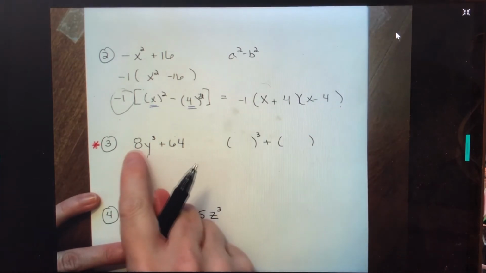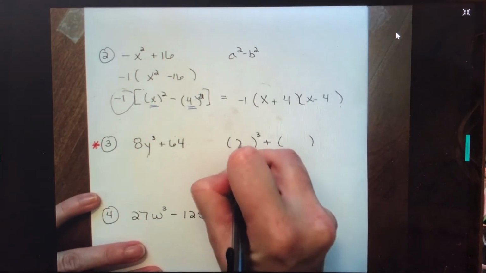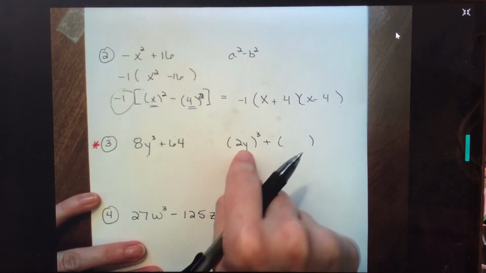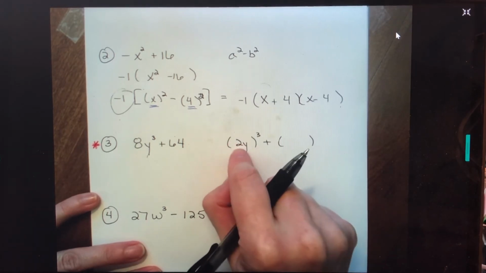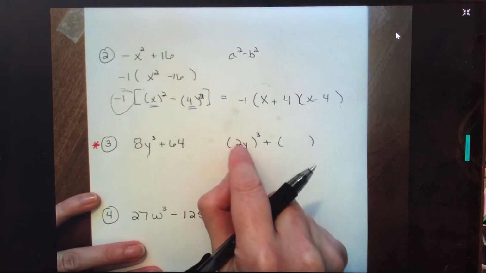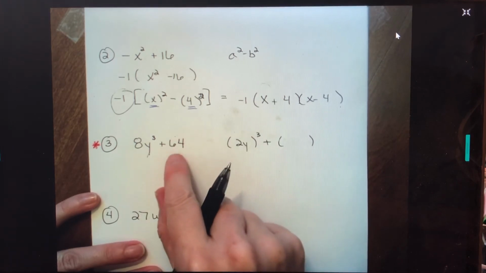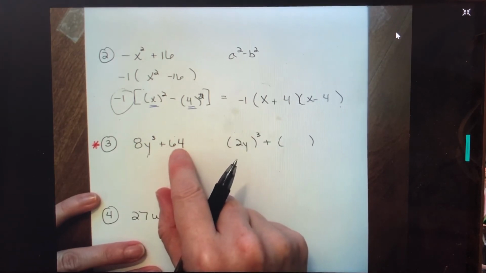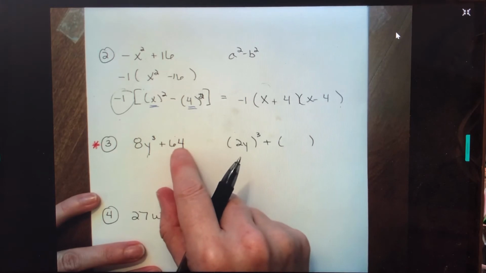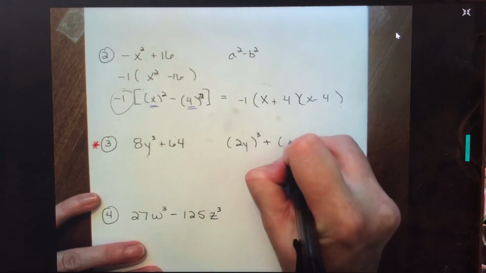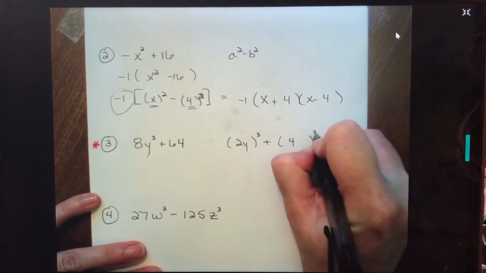In this case, it's a 2 and a y, okay? So if you took a 2y and you cubed that whole thing, the 2 cubed would get you the 8, and the y cubed gets you the y. And here, 64, if you actually did the cube root of 64 in a calculator, you would realize that it's a 4 that's been cubed.